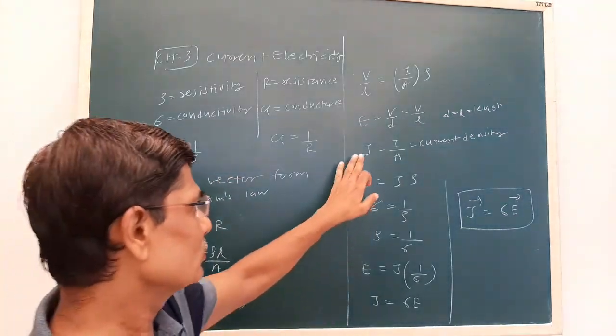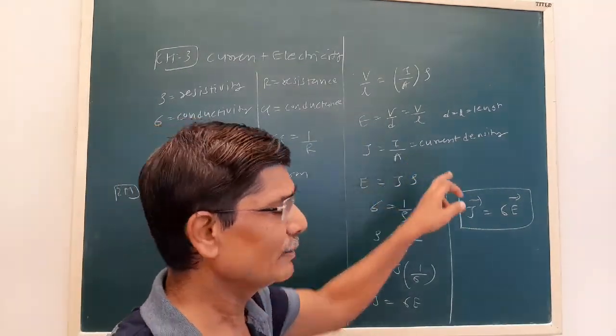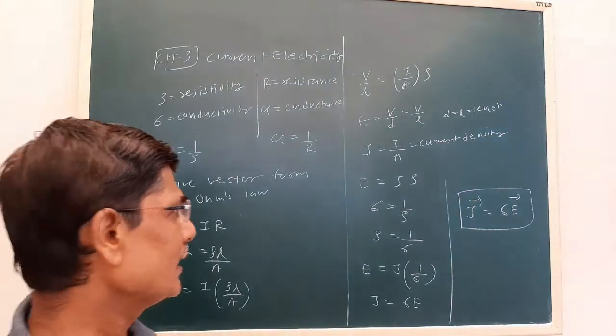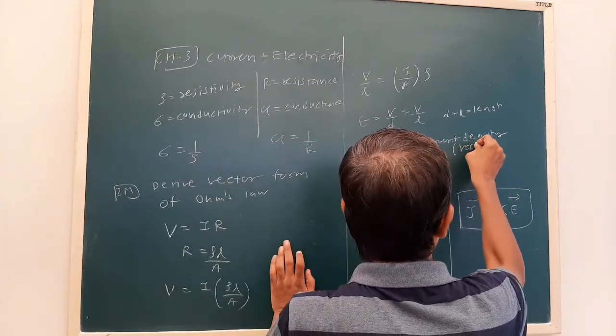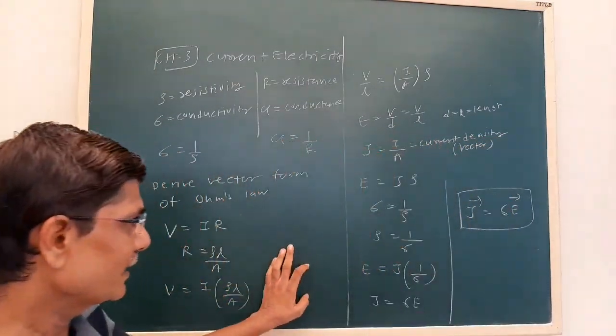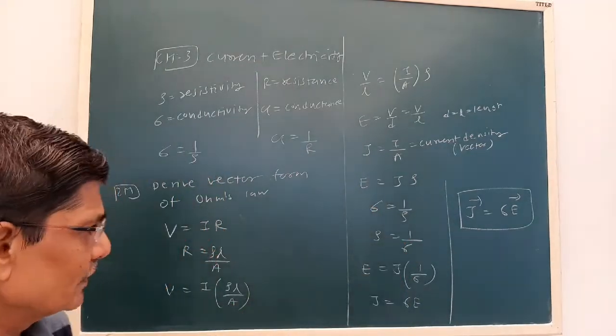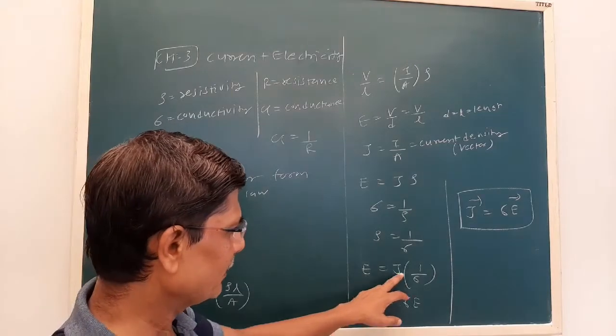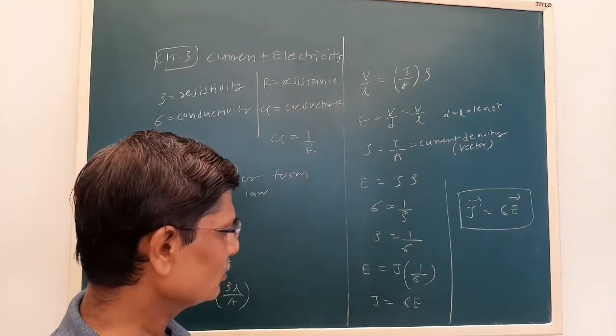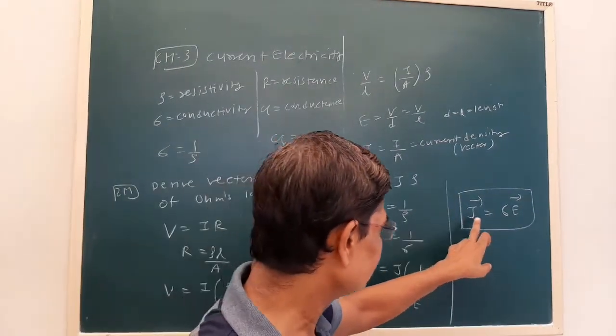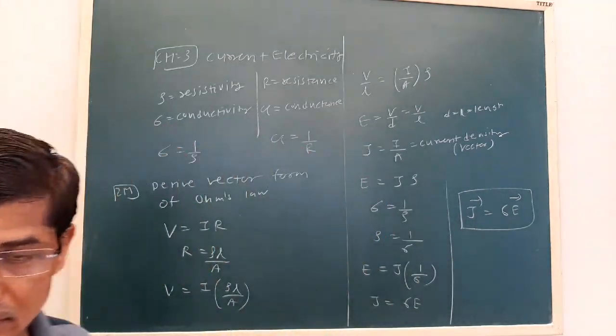Current density we are going to study in detail. J is equal to I by A, that is the current density. See, that also is a vector quantity. We have to make a note of this. So we can write E is equal to J into rho. Now sigma is the reciprocal of the resistivity. So E is equal to J into 1 upon sigma. J is equal to sigma E. Okay, that is the vector form of Ohm's law.